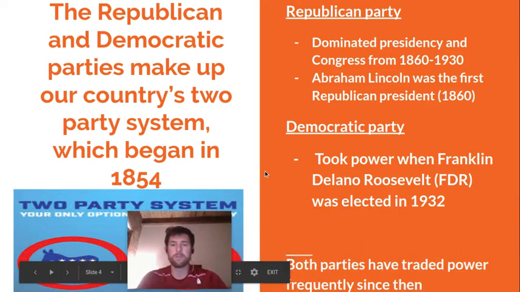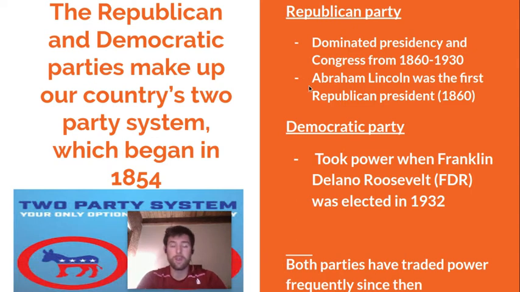So when this two-party system formed, for the vast majority of the two-party system early on, the Republican Party dominated the presidency and Congress for quite some time, about 70 years, from 1860, which is right before the Civil War began, to 1930, which is right around the time of the Great Depression, which we will get into later on. Our buddy Abraham Lincoln was actually the first Republican president elected into office. And his election was really the straw that broke the camel's back in terms of the Civil War starting.